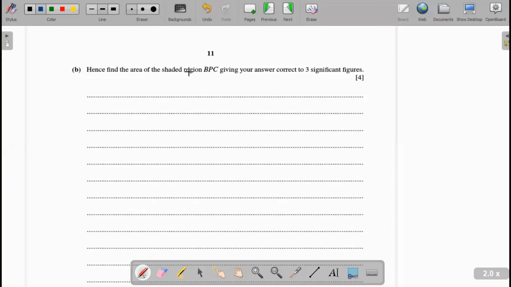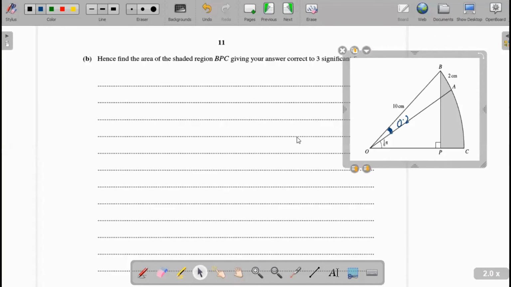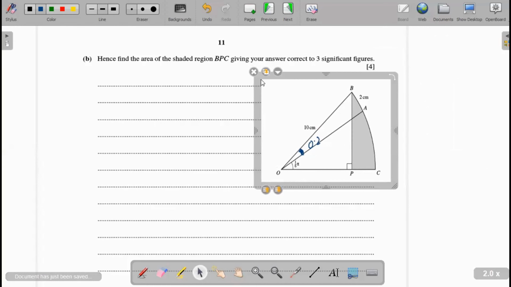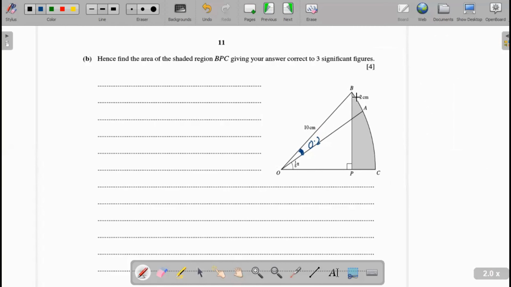Part B: hence find the area of the shaded region BBC. Give your answer correct to 3 significant figures. Now we have to find the area of this shaded region. Firstly, we see that this is the sector COB. Now the area of this shaded region will be equal to the area of sector BOC minus the area of triangle OBP.